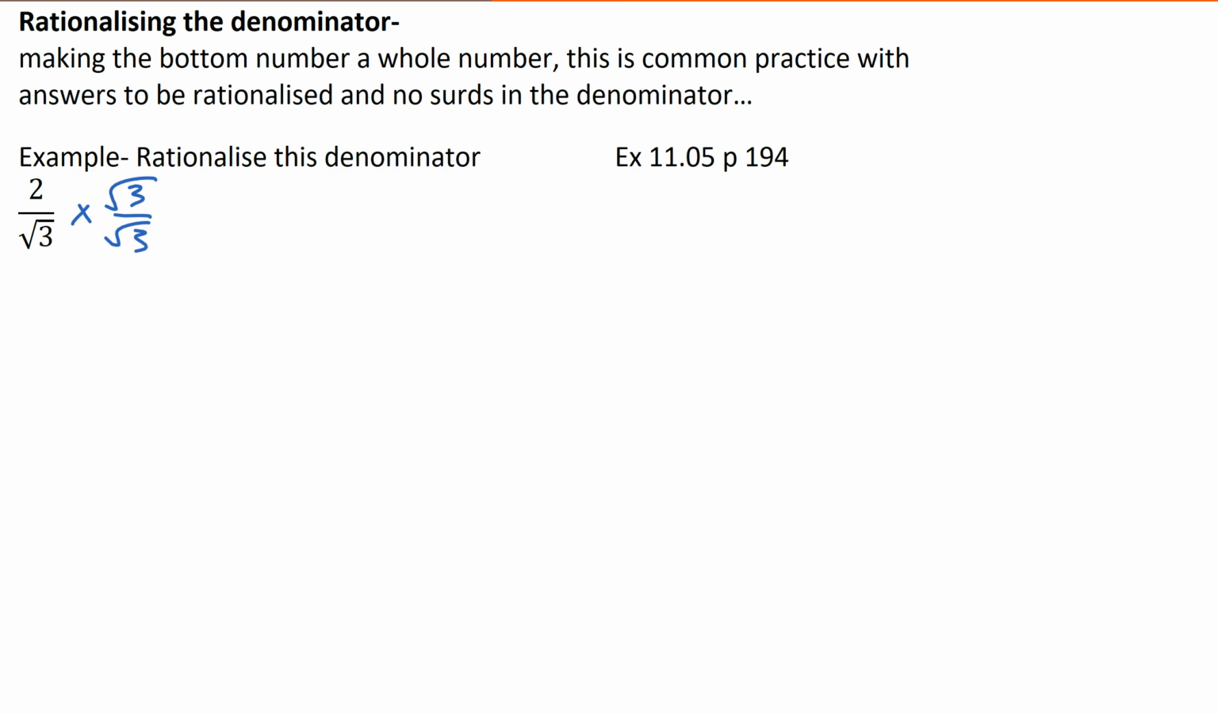Thinking back to year 9 and then year 10 and year 11, times by 1, don't you? In the form of root 3 over root 3. Because now what does that become? It becomes 2 root 3 over 3. What I've done is I've rationalised my denominator. Can you see that? Now that's straightforward as anything, okay?